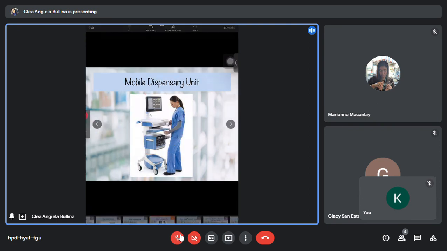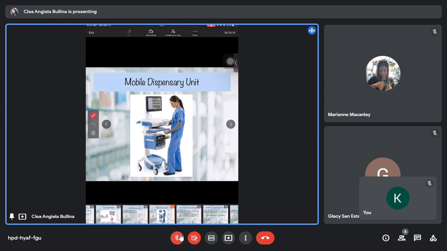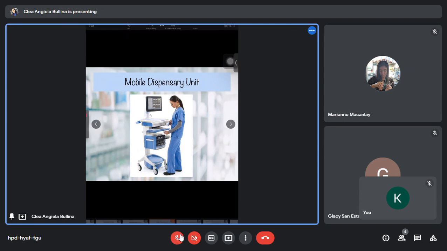Okay, so ang standard niya na height, class, for mobile dispensary machine or equipment, ang standard na height is 60 inches. Okay, 60 inches in height and 40 inches wide and 25 inches in depth. Okay, so that is the mobile dispensary unit.